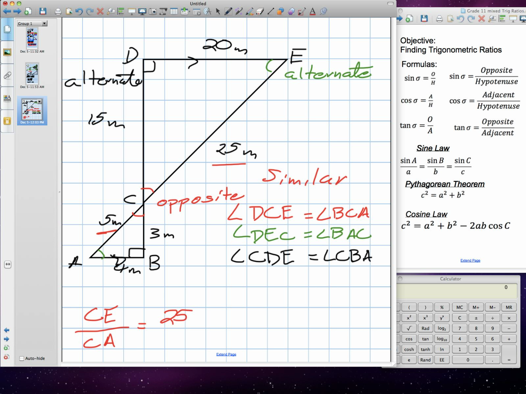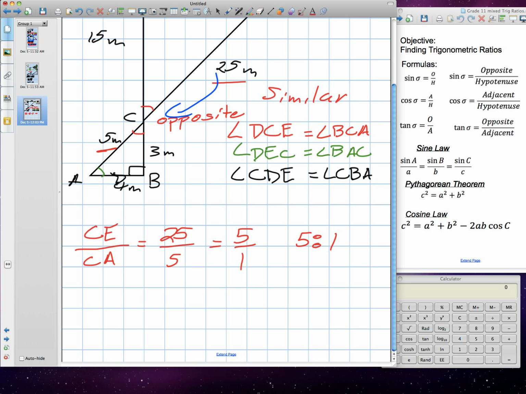Okay, so now what's important is my side CE is 25. So, CE was 25, AC was 5. Let's reduce this fraction. What is this a fraction of? That's right, if we go to unit value, it's 5 over 1, which is known as a ratio of 5 to 1. So if we're going from the larger triangle to the smaller one, we're going down at a ratio of 5 to 1. Let's do the other sides also.